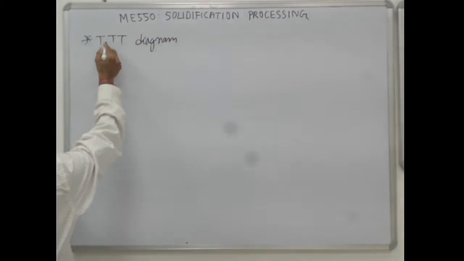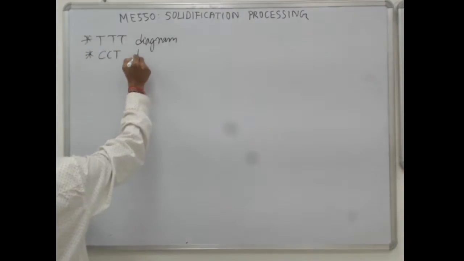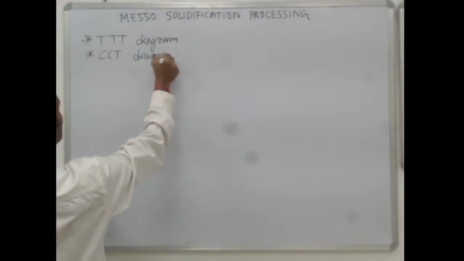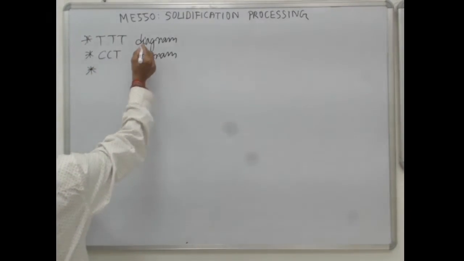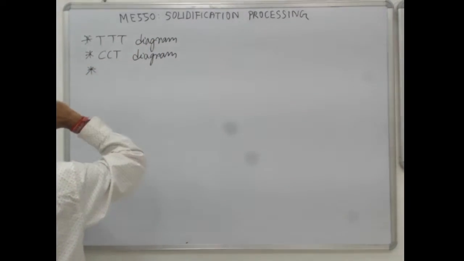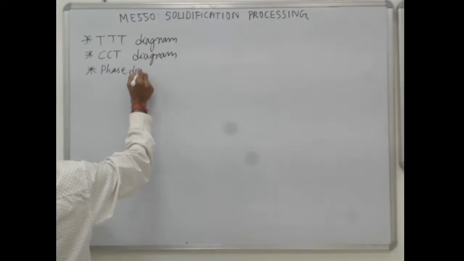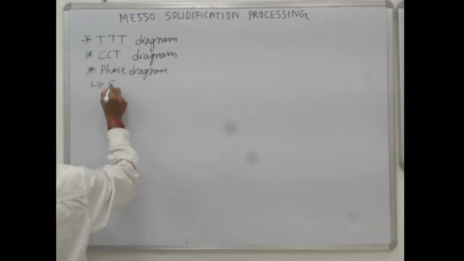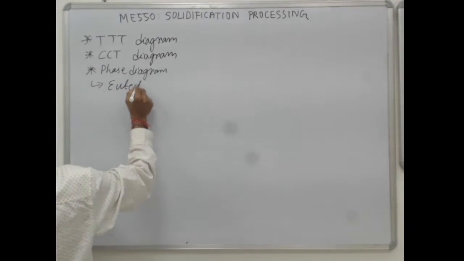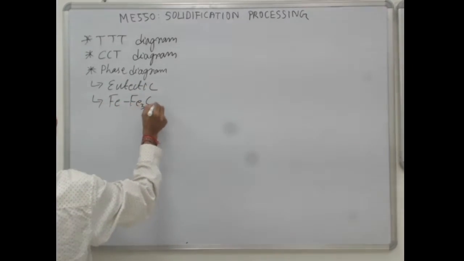TTT diagram is the time temperature transformation diagram, and then we will be discussing the CCT diagram, the continuous cooling transformation diagram. And if you want to understand these diagrams, it is very important to know about the phase diagrams. So we will be discussing two types of phase diagrams, eutectic and then iron cementite phase diagrams.